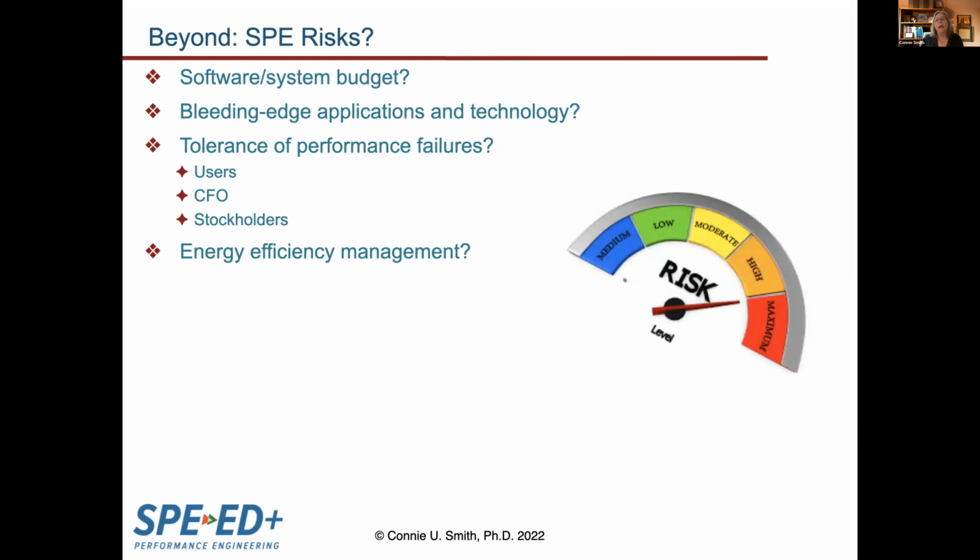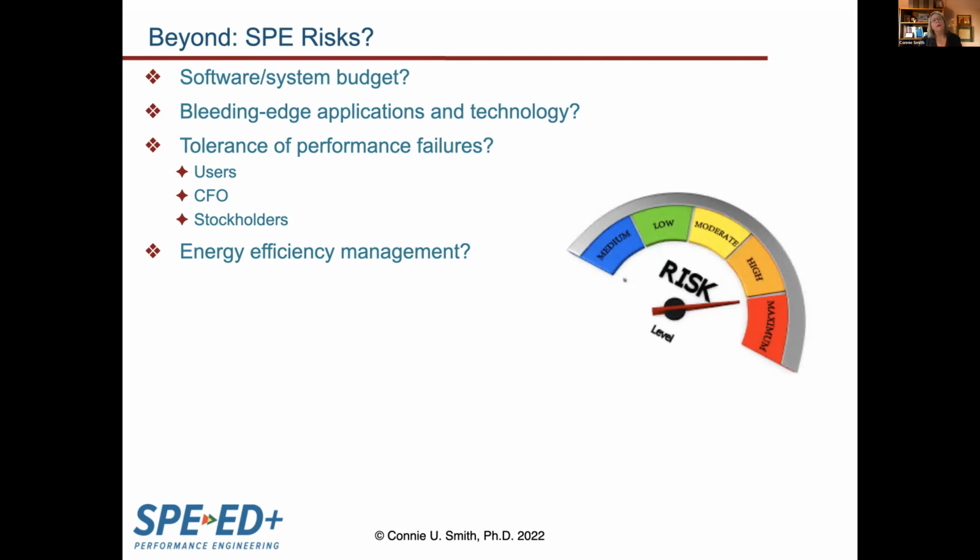Do you have bleeding edge applications and technology? Because if you have something that you really don't understand how to model, then how can the developers understand how to implement it effectively? So I think there's still going to be some of these challenges in the future.